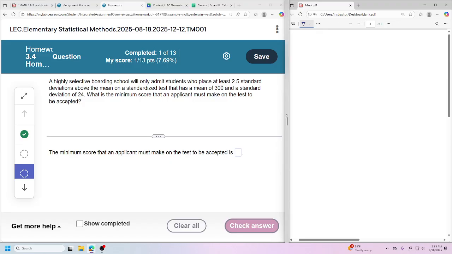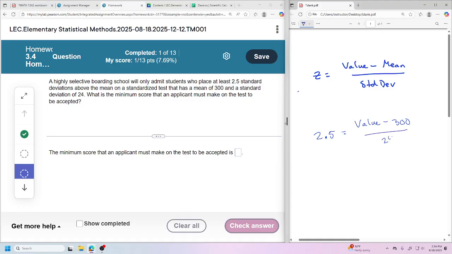So, okay, we got 2.5 standard deviations. We have a mean and we have a standard deviation. So what's the minimum score? It's kind of a weird setup. So we got z is equal to your value minus the mean, divided by the standard deviation. That's a pretty chunky marker. Okay. So what they're saying is that my z is 2.5. The value is what I don't know. The mean they gave me was 300, and the standard deviation was 24.